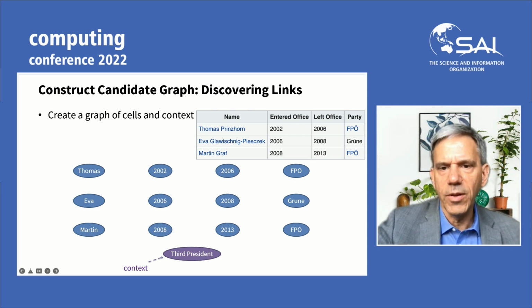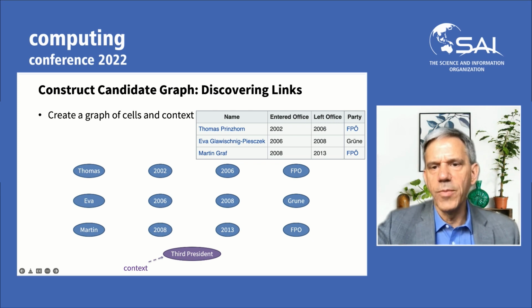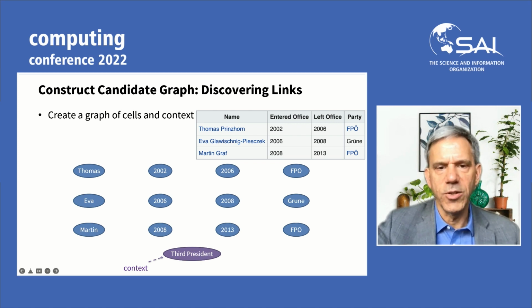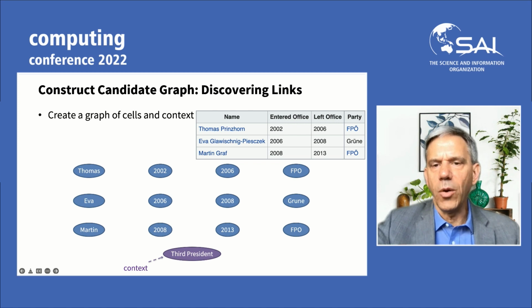cell in this table. And then 2002 corresponds to the second cell, 2006 corresponds to the third cell, FBO the third cell, and so on. And so you see that I have 3 rows in my graph, 4 columns, and that just corresponds exactly to the table. And at the bottom, I have some contextual information. So I mentioned the third president is the title on this table, and so that's one piece of context we can use. Okay, so what do we do with this graph?